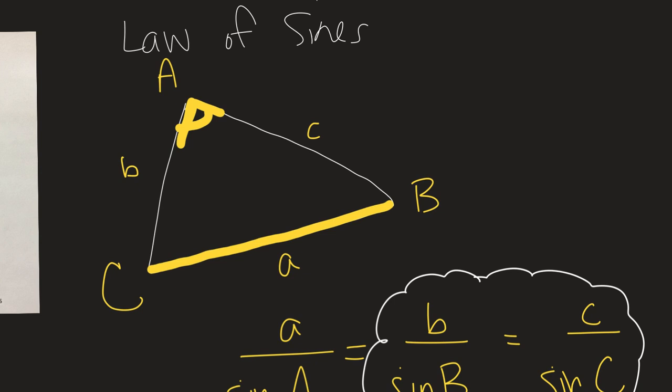Okay, so that's what the law of sines says. You need to know the side across from the angle. You need to have one of those ratios having both numbers. And then you can use that to solve for other things. So that's the law of sines.